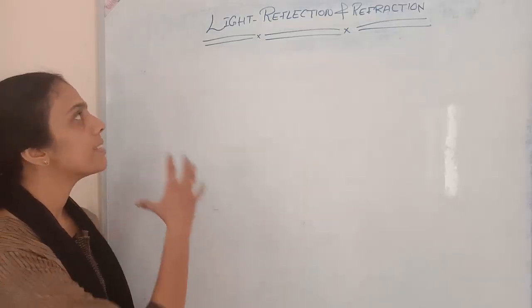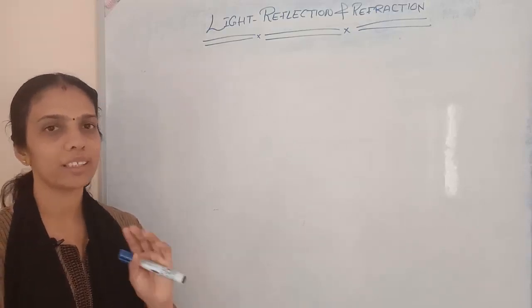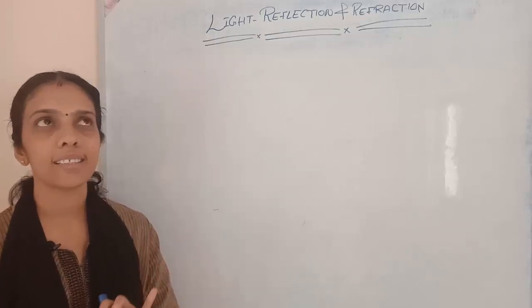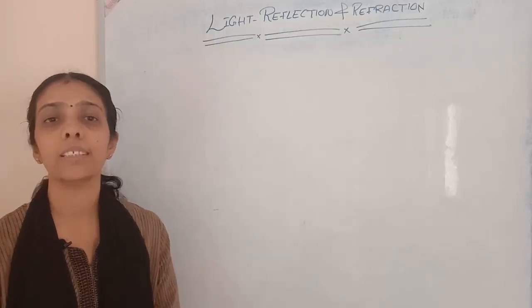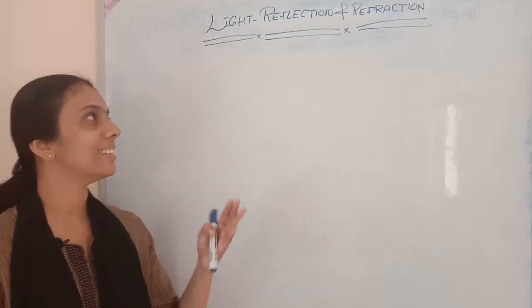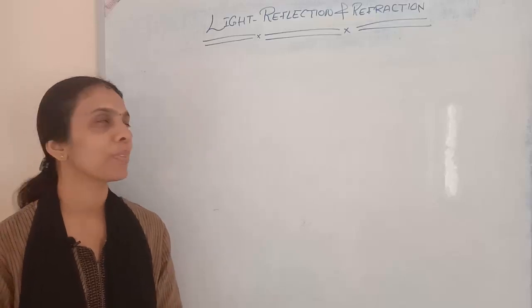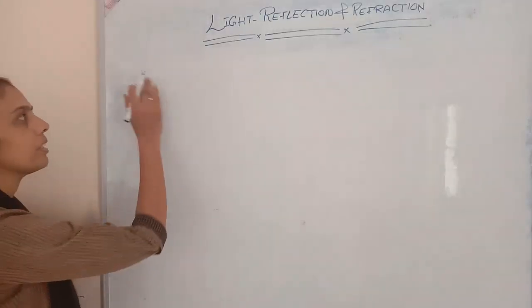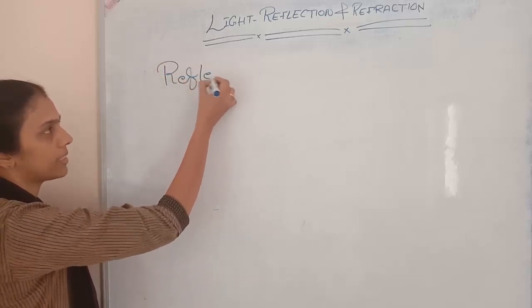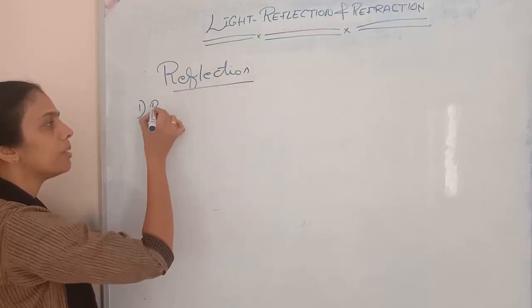So today is the next chapter, light, reflection and refraction. I think the previous two videos about electricity and magnetism, magnetic effects of electric current, are useful for you. Here first we are going to study about the reflection of light, and first we are considering the plane mirror.